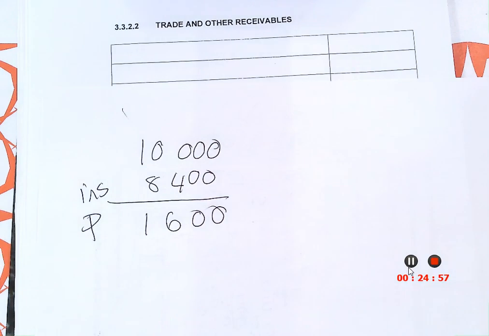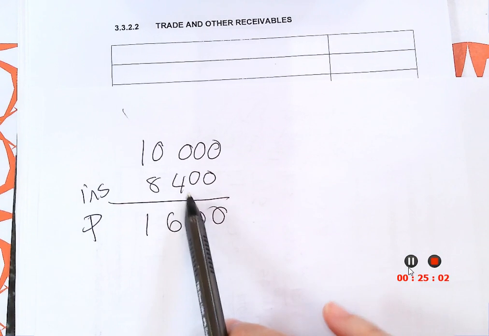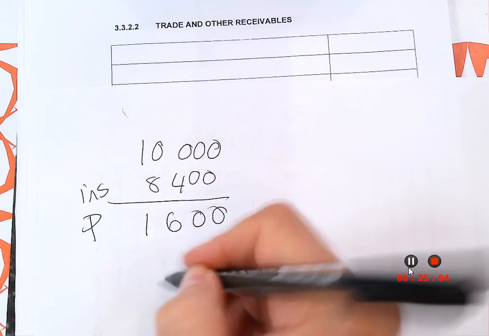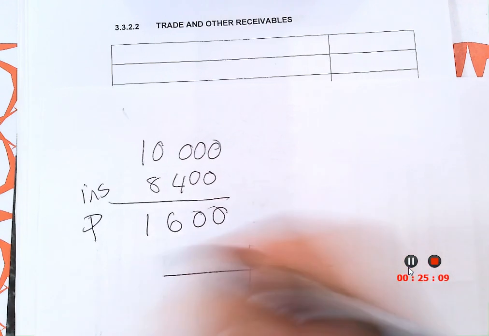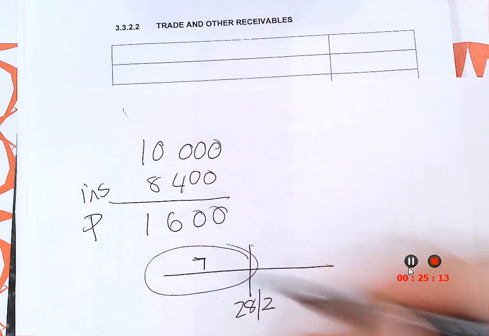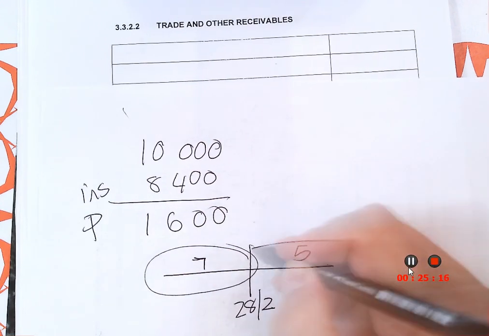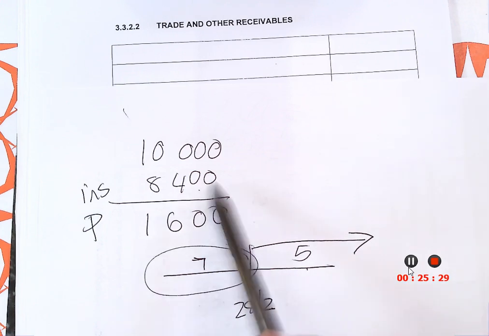Now I say to you, oh, but you know what? Part of that insurance is not for this year. Because if I look at this year, it ends 28 Feb. A part of it, how many months did we say? 7 months is for this year, but 5 months is only next year. So I don't want to show the full 8,400. I only want to show the 7 months.